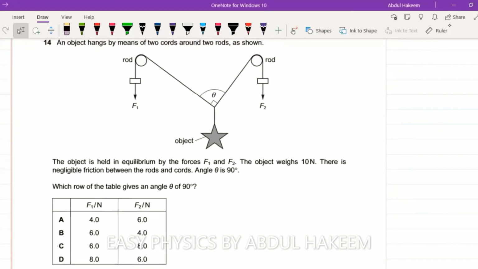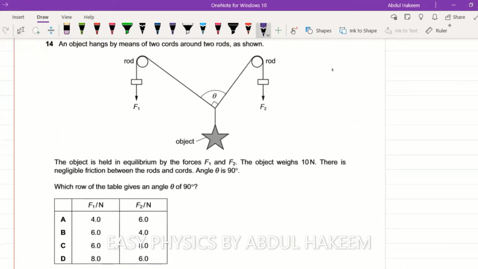Okay. So look, the weight of the object is W. It is 10 Newton. So this force is exerted in this direction. This is F2. And then the other is making a 90 degree angle with this. This angle is 90, and this is F1. Now we have to determine both forces F1 and F2.